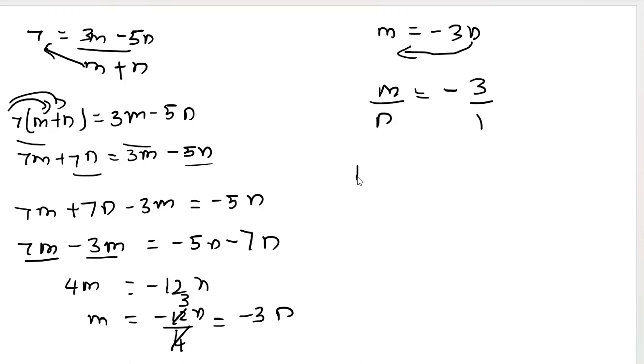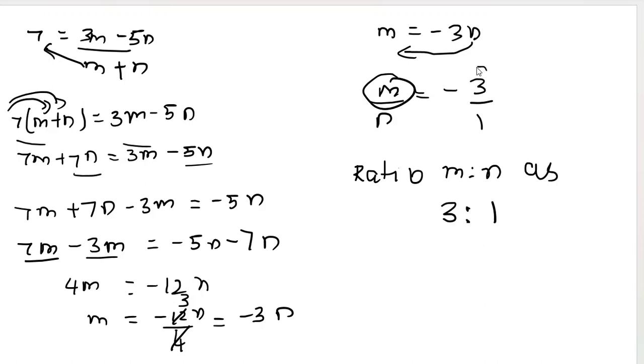So with this I get my ratio as m is to n as 3 is to 1. That means what? My m is nothing but the numerator over here, and n is nothing but the denominator. Therefore, my ratio is nothing but m is the first numerator, n is the denominator.